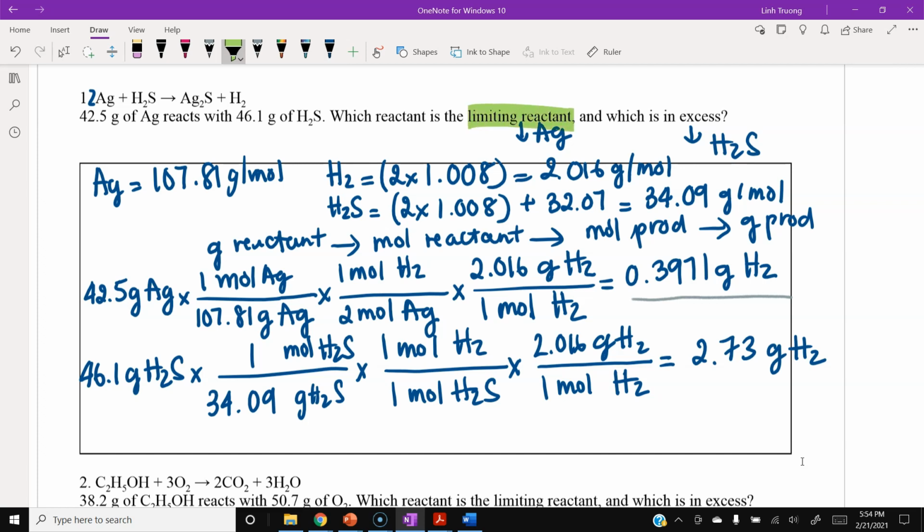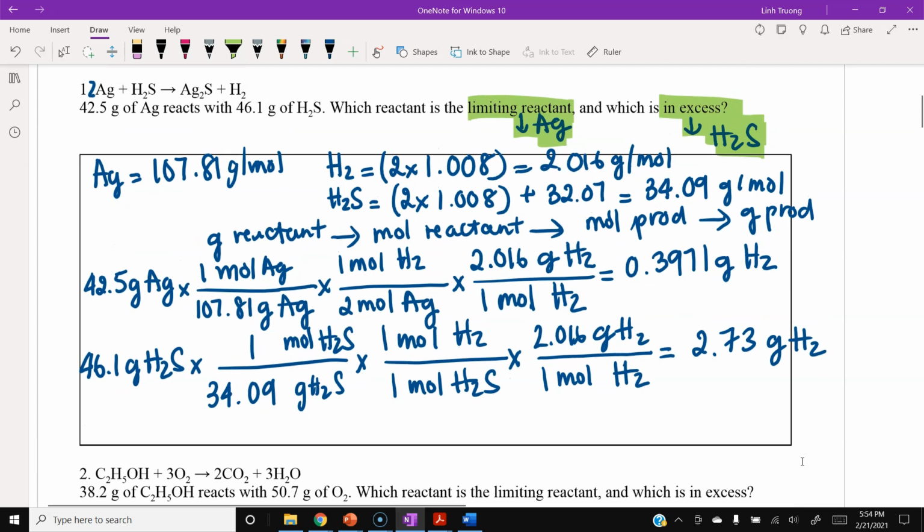I'll do a little highlighting here to show you which one is our final answer. There we go. So your final answer is just that the limiting reactant is silver and the excess reactant is hydrogen sulfide. However, you do need to show these calculations in order for your work to count on the worksheet and also on the exam. So just keep that in mind.